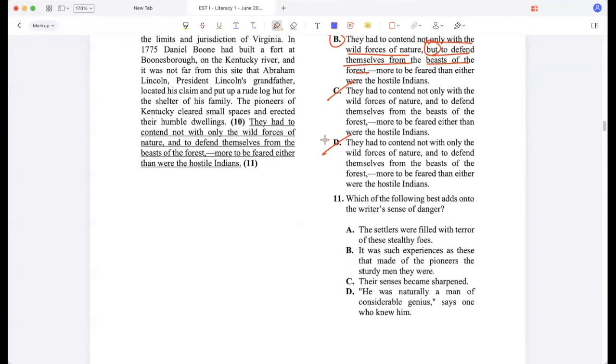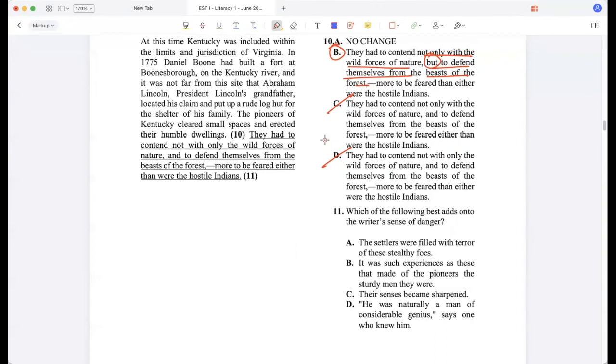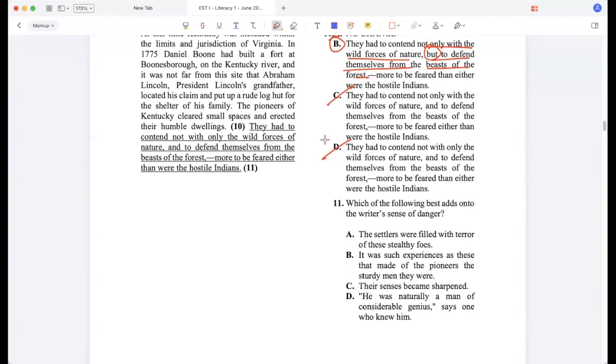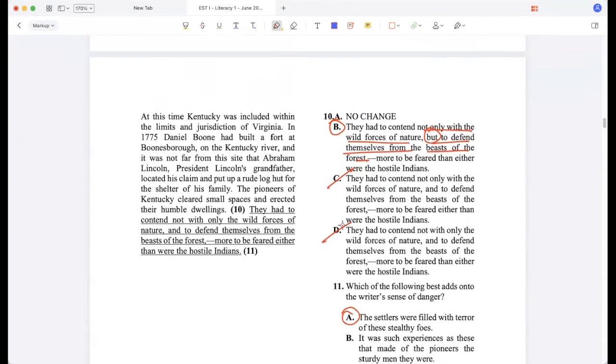The settlers were filled with terror of those stealthy foes. It was such experiences as these that made of the pioneers the sturdy men they were. Their senses became sharpened. He was naturally a man of considerable genius, says one who knew him. Sense of danger, right? Dwellings. Yeah, so I'll go with A because that accentuates the sense of danger.